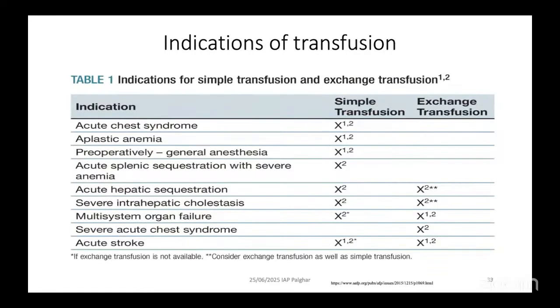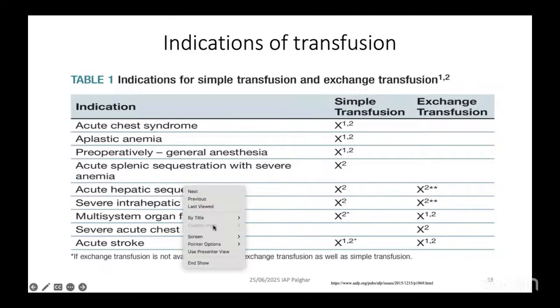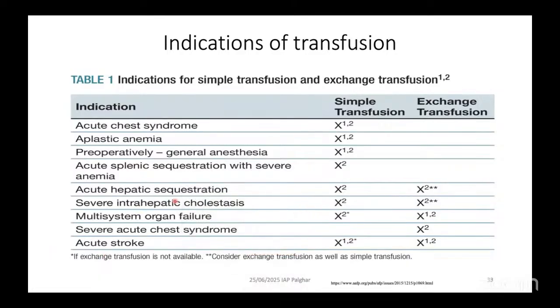Now moving on to indications of transfusion. So the indications of putting into exchange transfusion or simple transfusion. The funda behind simple transfusion and exchange transfusion is that if patient is maintaining hemoglobin around 9 to 10 gram percentage, then they are the candidates for exchange transfusion. Those who are not maintaining adequate hemoglobin, then they are the candidates for simple transfusion.